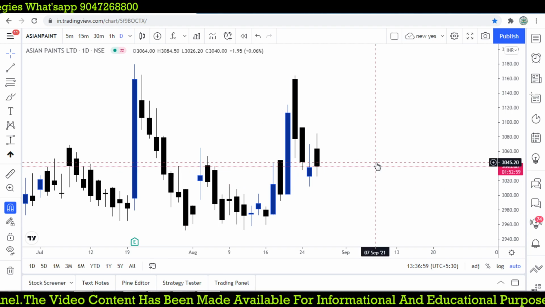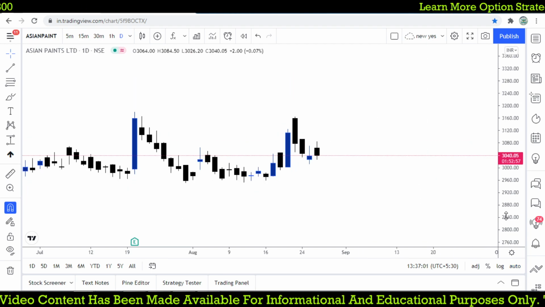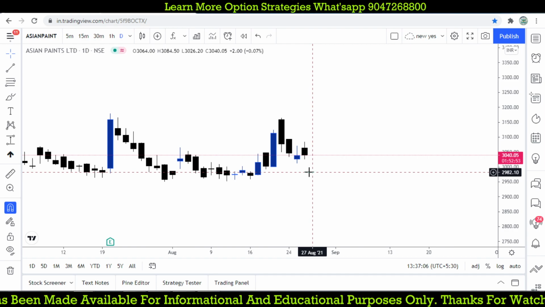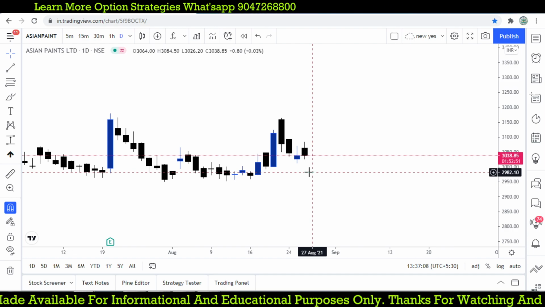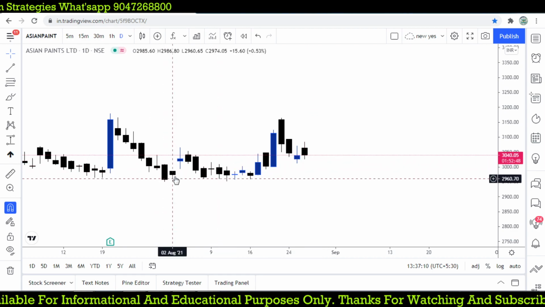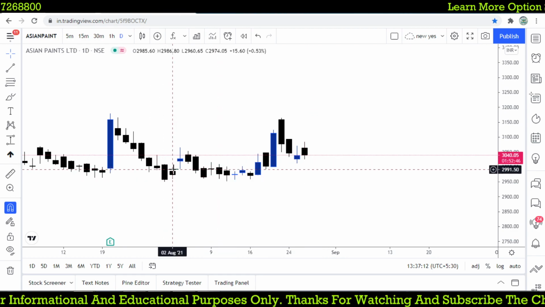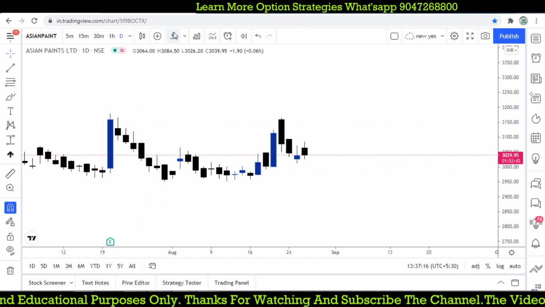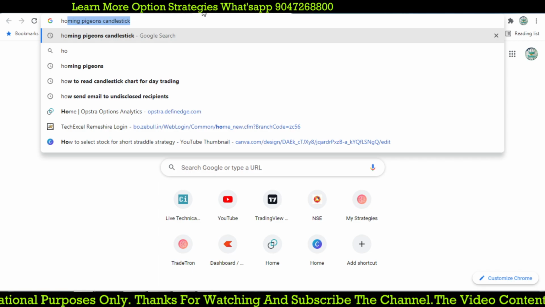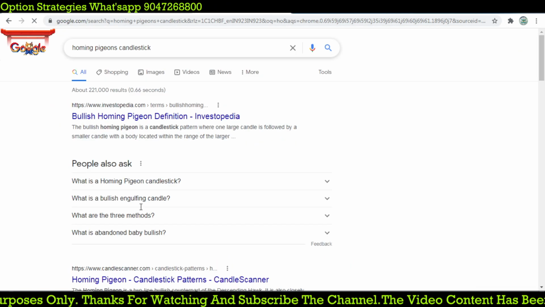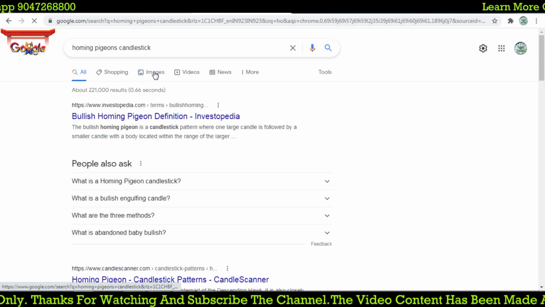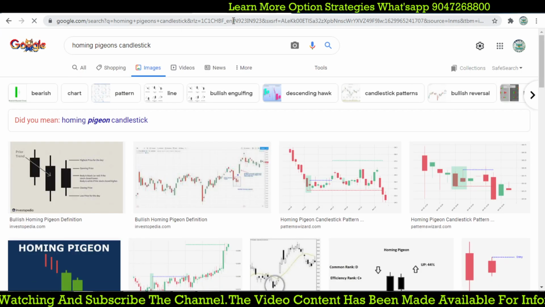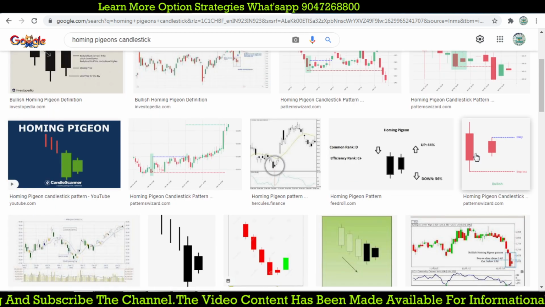When we know the candlestick patterns in the market, we can find out where there is a market reversal at the highest level or lowest level. This is the candlestick pattern we are going to study. Let's name this candle the Homing Pigeon bullish candlestick pattern. Let's check with Google and see exactly what that candle is. Homing Pigeon candlestick pattern.